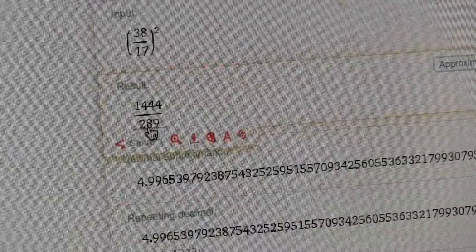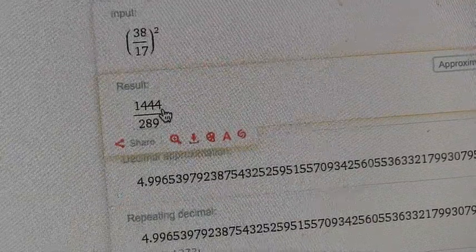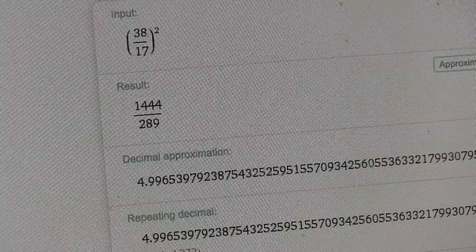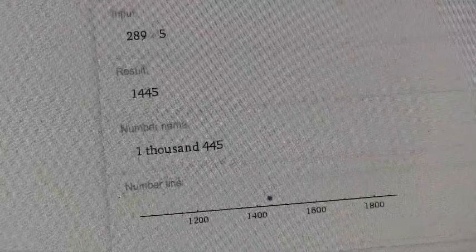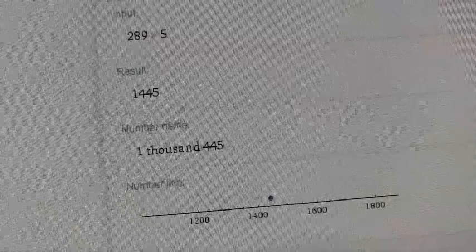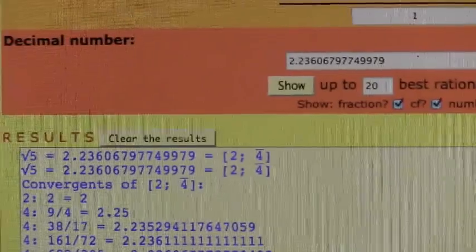And I bet 289 times 5 is 1445. Let's check. 289 times 5 is 1445. It's just 1 away. Wow. And since we're goofing with Wolfram Alpha, let's check the next one.